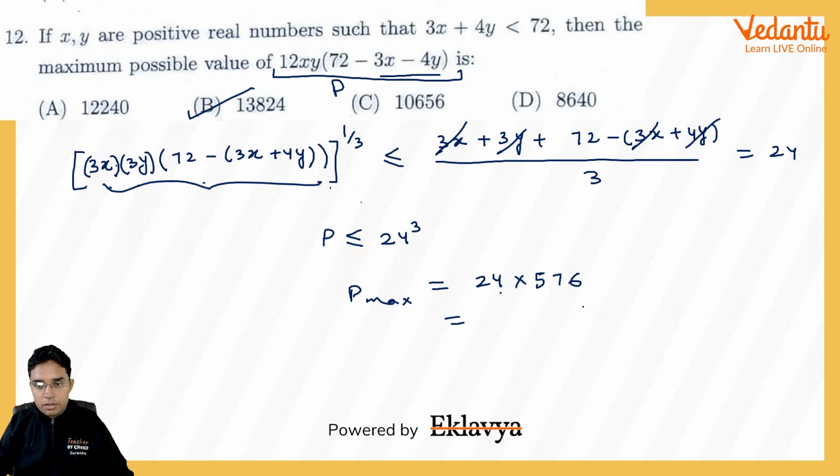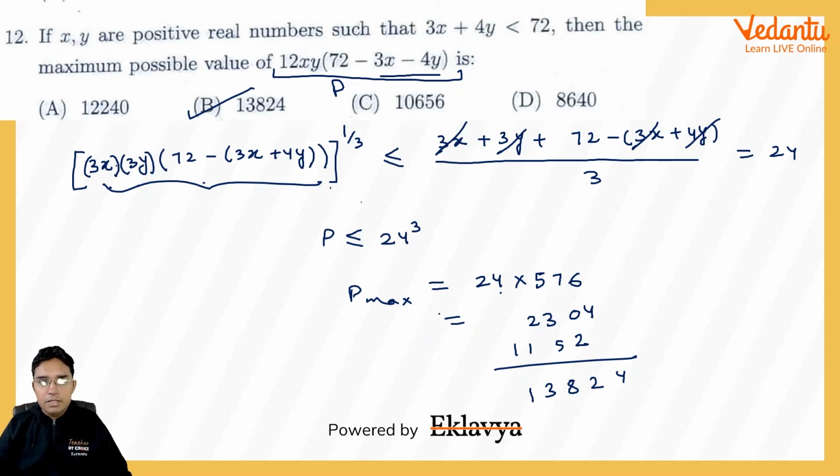So 4 into this, it will be 4 into 6, 24. 4 into 7, 28, so 30. 4 into 5, 20, so 23. And 2 into 6, 12. 2 into 7, 14, so 15. 2 into 5, 10, so 11. So this is 4 here, 2 here, 8 here, 3 here, 1 here. So 13824 is the answer.